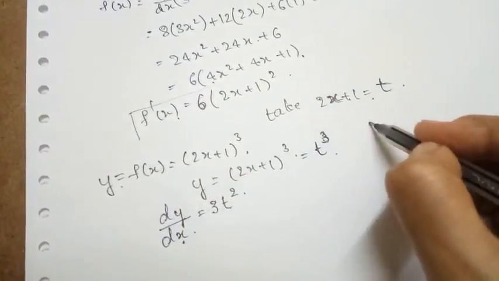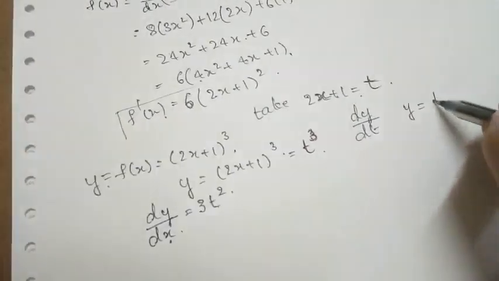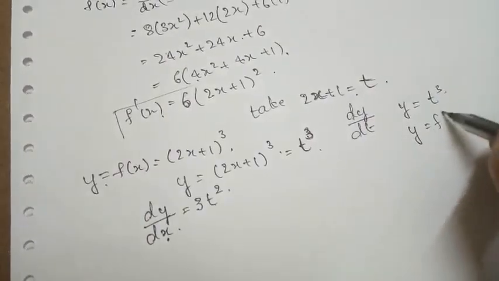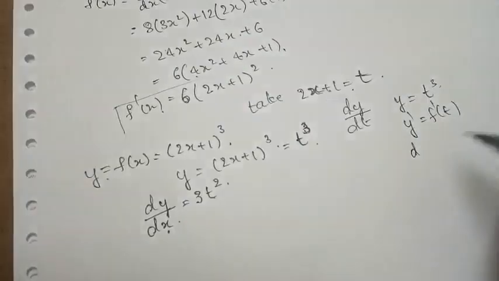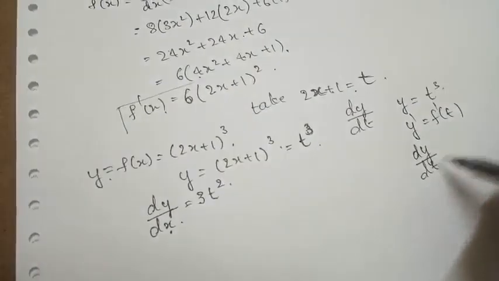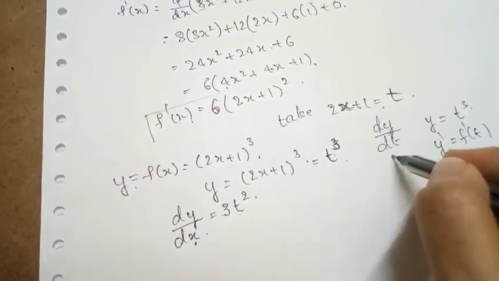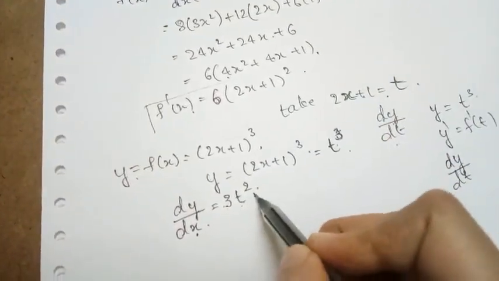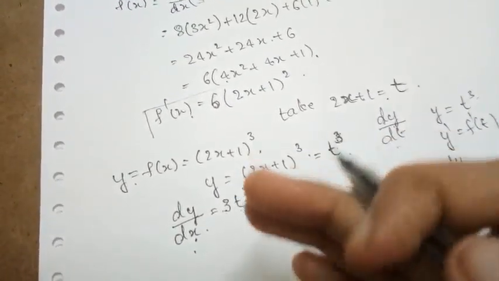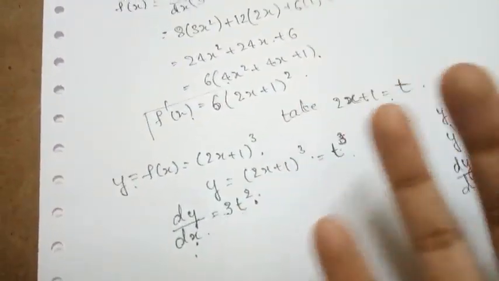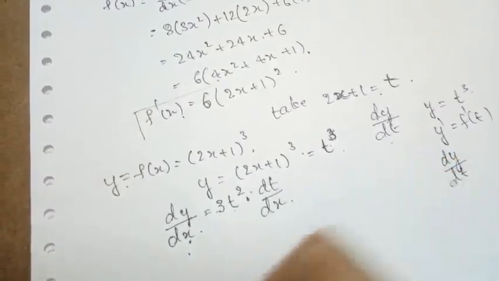This was a derivative, that is nothing but dy by dt, right? Because here y is equal to t cube, which is in the form of y is equal to f of t. So the derivative we have got here, y dash, is nothing but dy by dt. So t cube gives 3t square, which is dy by dt, but we require dy by dx. So now the function t, we are differentiating again with respect to x, that is dt by dx.